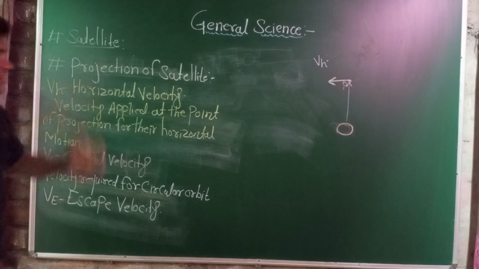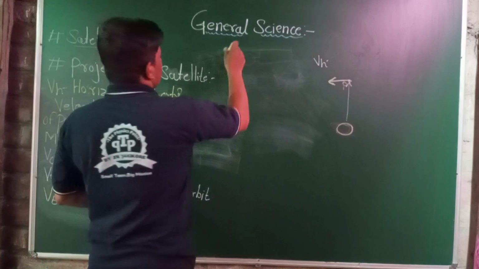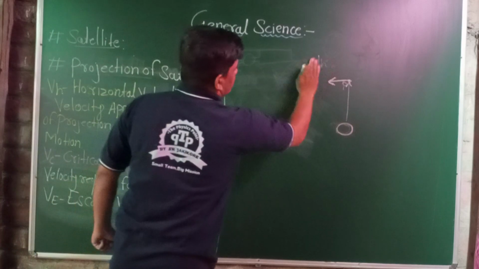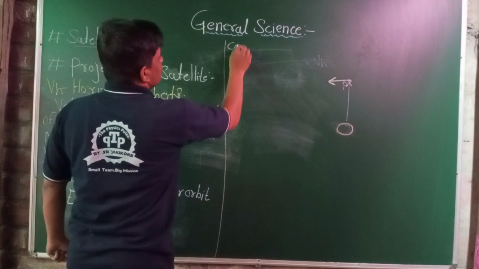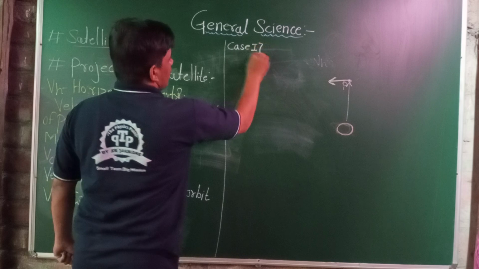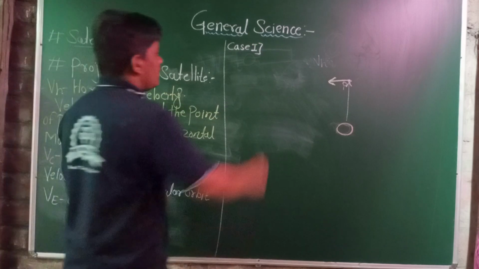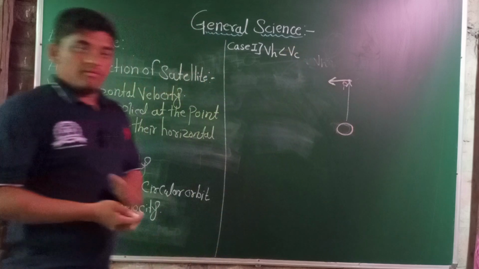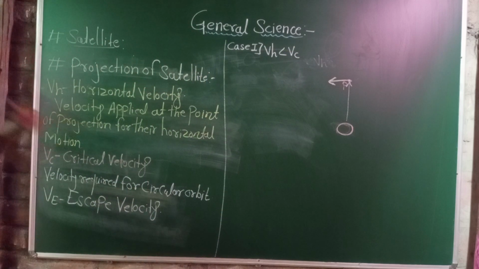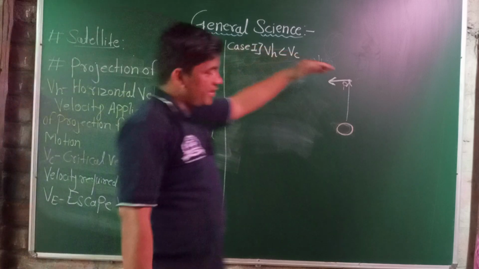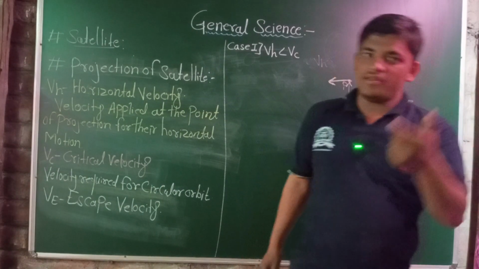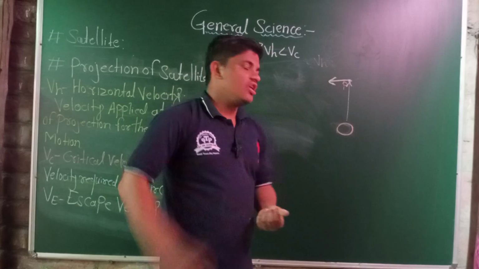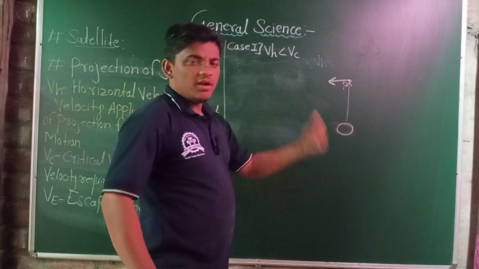Now, let's start to discuss the actual concept, that is the velocity. Case 1: when the horizontal velocity Vh is less than the critical velocity. Firstly, what is the horizontal velocity? It is the velocity applied to the rocket after changing its direction to horizontal.